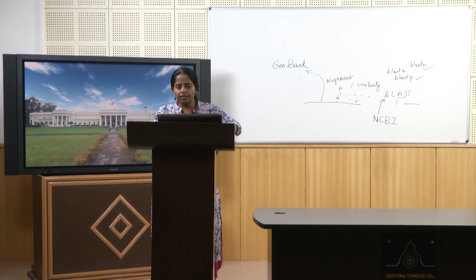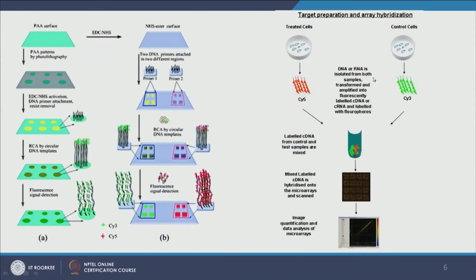So DNA or RNA is isolated from both samples, transformed and amplified into fluorescently labeled cDNA. If it is RNA, it will be converted into fluorescently labeled cDNA. If it is DNA, just fluorescently labeled DNA. And then they have labeled fluorophores, as the name suggests.